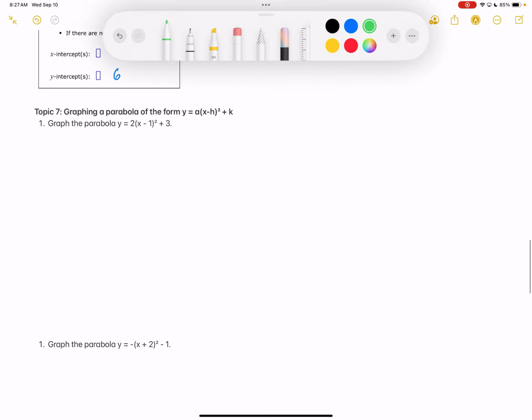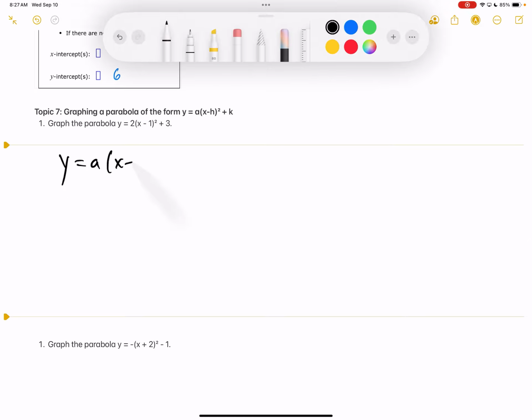On this one, this is that different form that I showed you. This is y equals a times x minus h squared plus k. There's something tricky here that may pop up later again in the semester. So A, we already know if it's greater than 0, it opens up. If it's less than 0, it opens down.